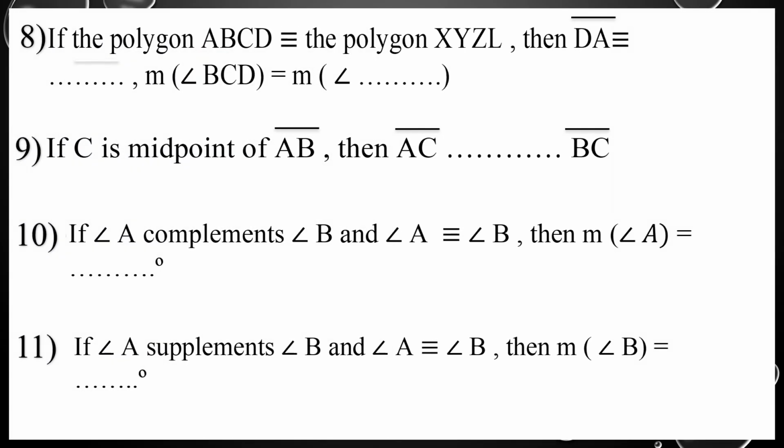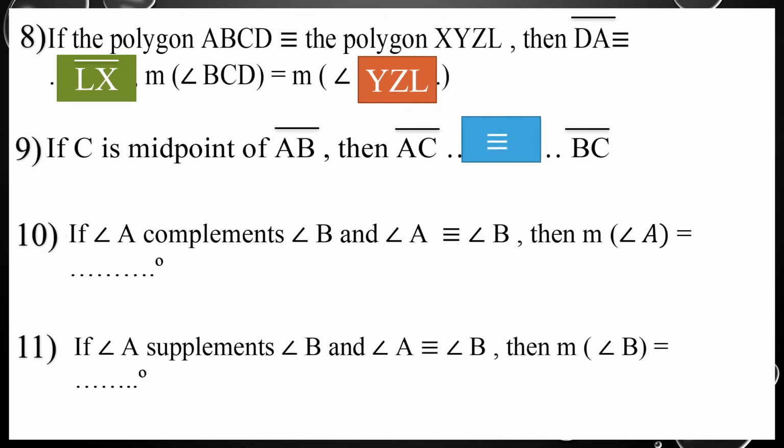If the polygon ABCD is congruent to the polygon XYZL, then DA is congruent with LX. That's right. Measure of angle BCD equals the measure of angle YZL. If C is the midpoint of AB, then AC and BC are congruent because C is the midpoint of AB.